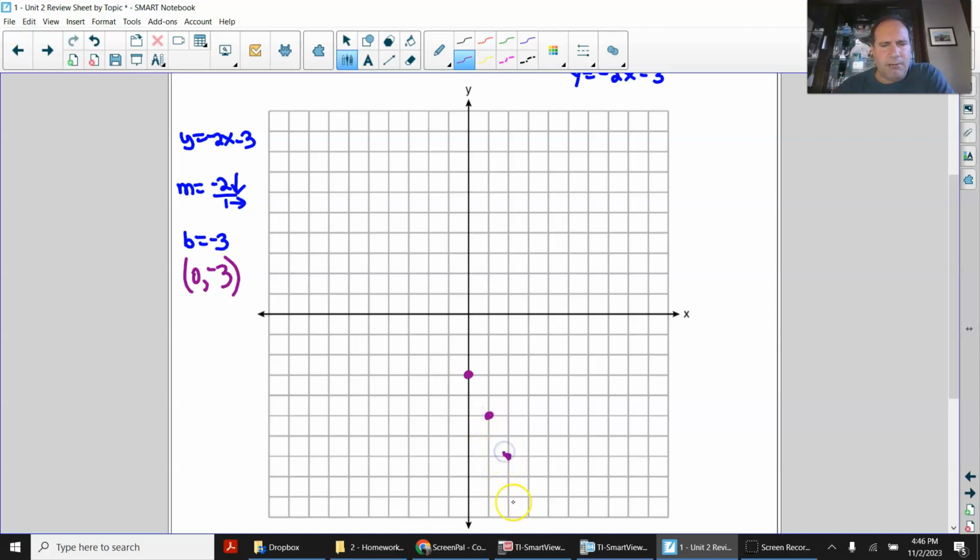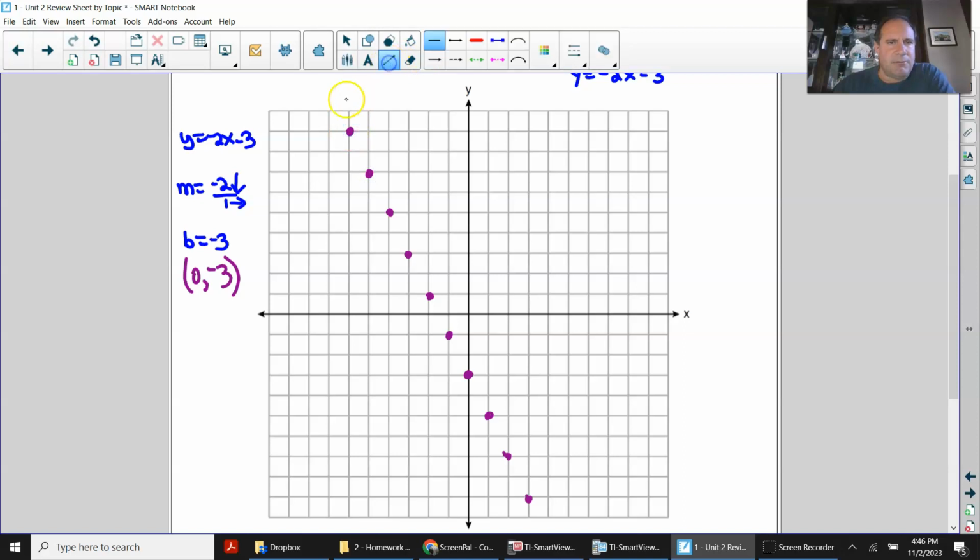And you keep on going until you can't go anymore. I cannot go anymore. So now you go the opposite way, which is up 2 to the left 1. Up 2 to the left, up 2 to the left. And then that's it. You can't go any further.